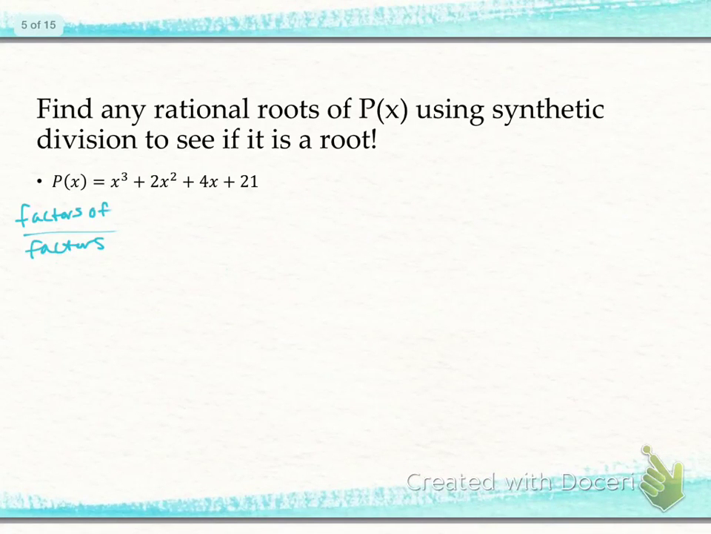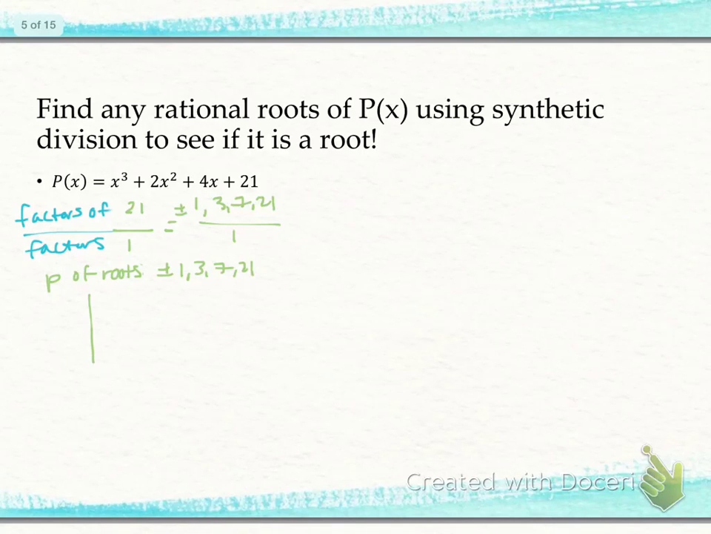Okay, so this one we're going to do factors of 21 over factors of 1. So I got plus or minus 1, 3, 7, and 21 over 1. So my possible roots are going to be plus or minus 1, 3, 7, and 21, because all those divided by 1 are just themselves. So now I need to go and test to figure out which one of these is an actual root, that if I graphed it, it would cross my x-axis.